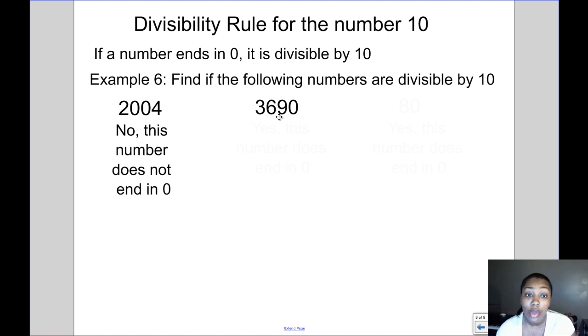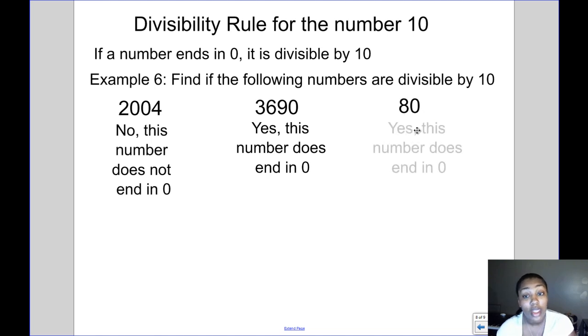Again, we look to see, does it end in 0? It does end in 0, so that means yes, 3,690 is divisible because it does end in 0. And then we have the number 80. Again, we want to see, does it end in 0? And the answer is yes, so that means, again, yes, this number is divisible by 10 because it does end in 0. So those are the divisibility rules.